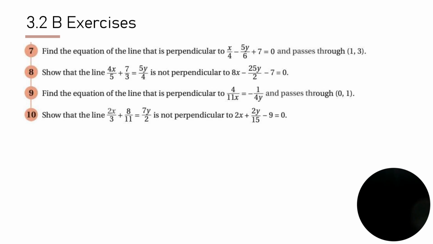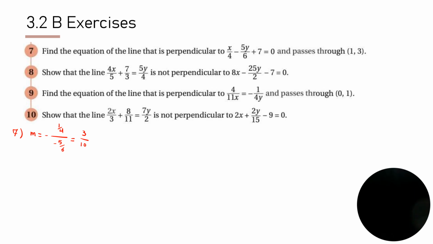Question 7. Find the equation of the line that is perpendicular to the given line and passes through (1, 3). I will solve the question down here. The first thing you need to find is the gradient. First, find the gradient of this line: negative the coefficient of x, which is 1 over 4, over the coefficient of y, which is negative 5 over 6, and simplify it. It's going to be 3 over 10.